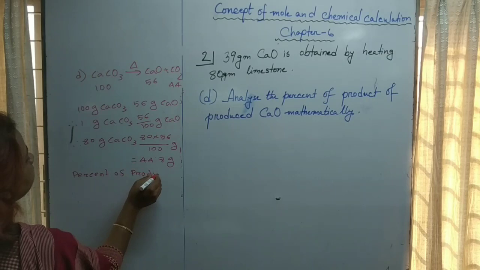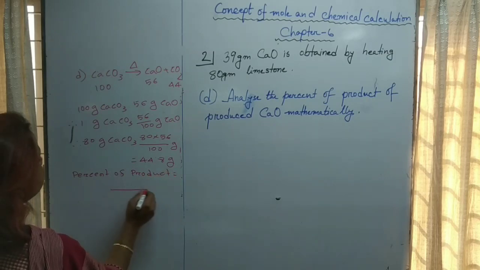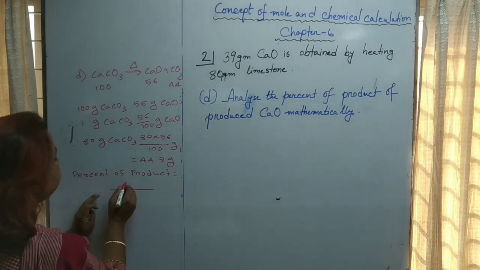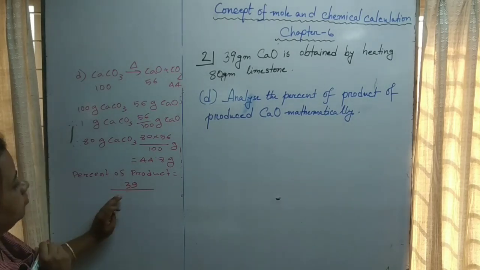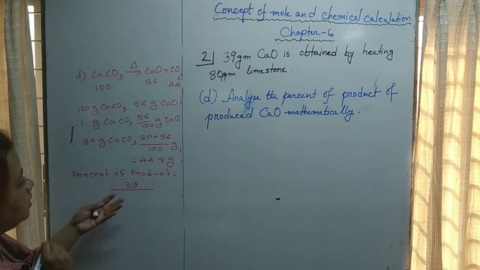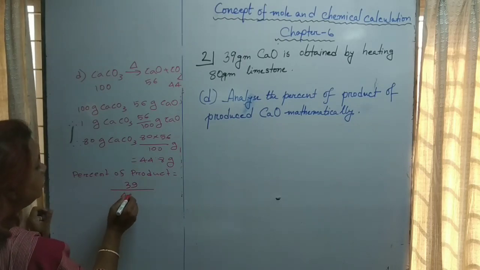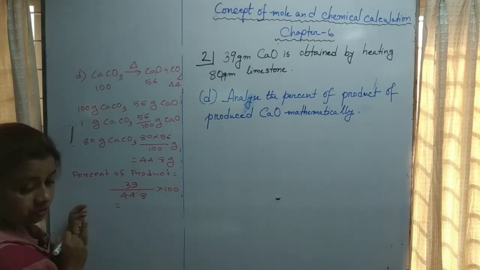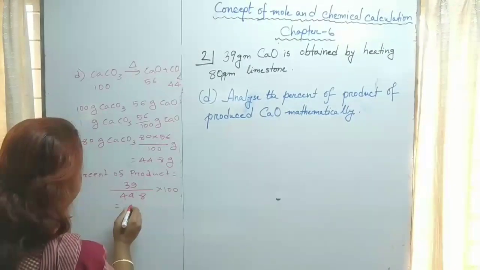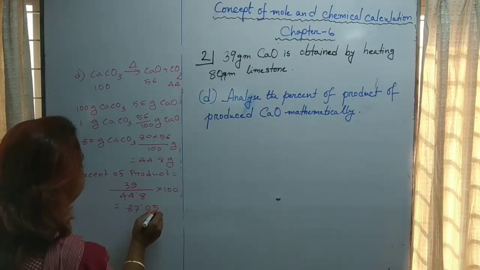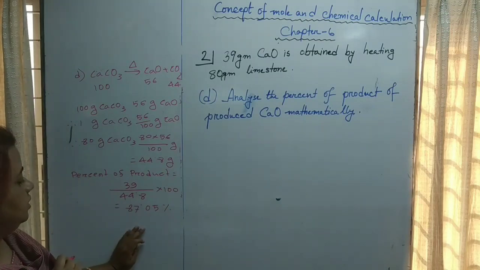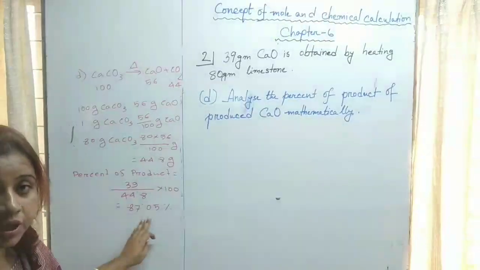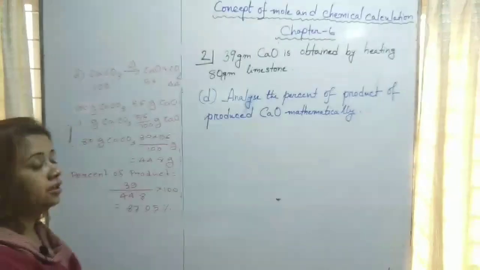Therefore, percent of product is the formula. Percent of product is equal to the amount of the product which has been found practically, that is 39 gram, divided by what we are supposed to get theoretically, 44.8 gram, into 100, which is equal to 87.05%. Is this clear? Therefore, percent of product is equal to 87.05%.